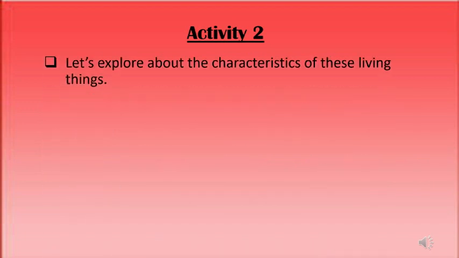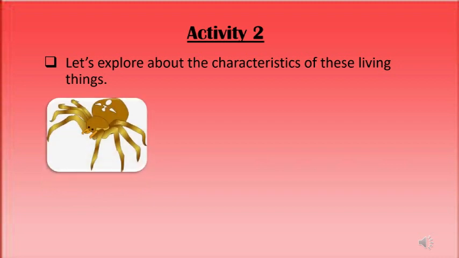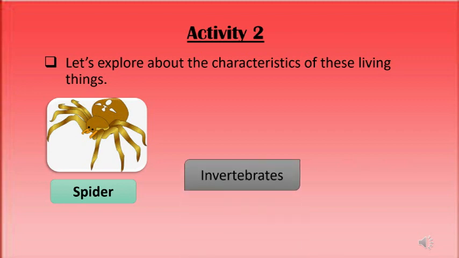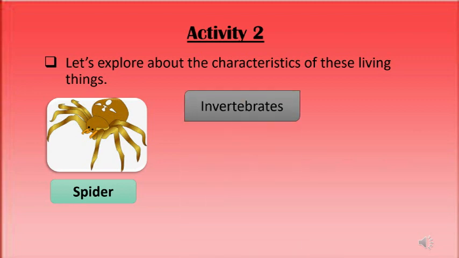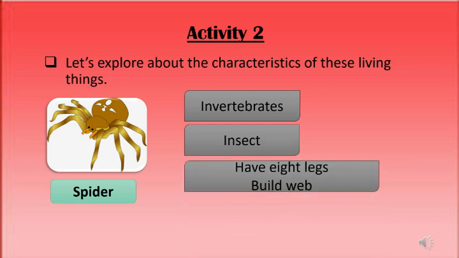Let's see another example. From this picture we can see a spider, right? Now tell me whether the spider is vertebrate or invertebrate. It is invertebrate, right? Which group does it belong to? It is an insect. Why is spider known as invertebrate? Can you tell me? Because spiders have soft bodies, so they are known as invertebrates. They do not have backbones.